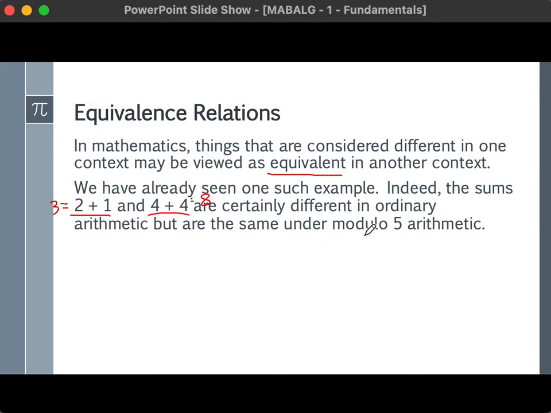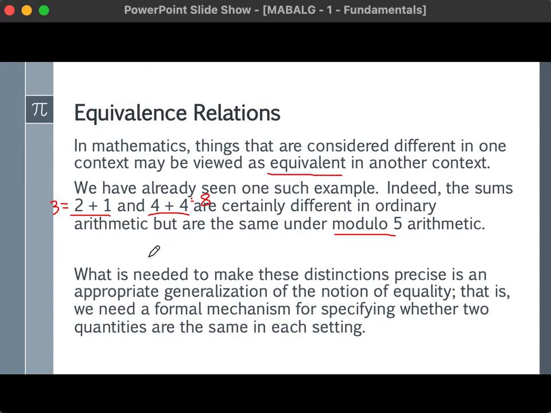But they are the same under modulo 5 arithmetic, since in modular arithmetic, we're only focusing on the remainder. So if we have 3 modulo 5, the remainder is 3. If we have 8 modulo 5, the remainder is 3. So indeed they are the same. In such a way that 3 modulo 5 is equivalent to 3 itself, and 8 modulo 5 is equivalent to 3. So hence they are equal.